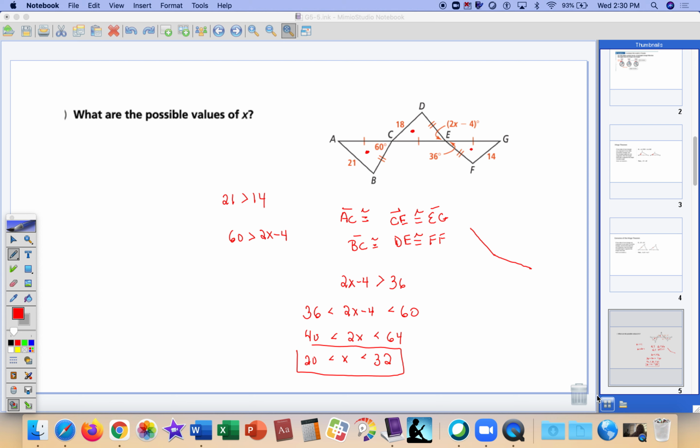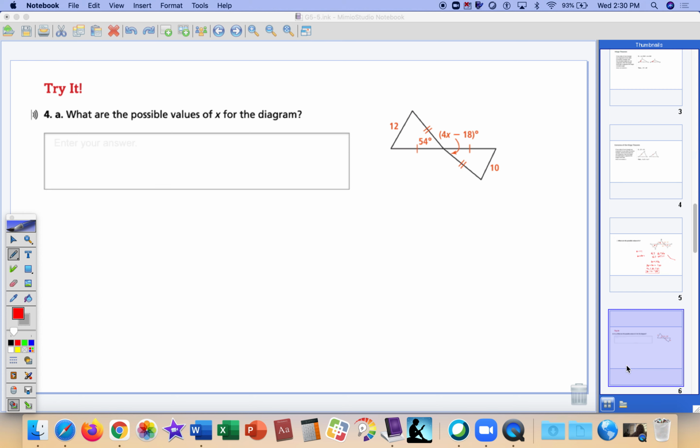Okay, let's look at the next problem. What are the possible values of x in this diagram here? Now we just have two triangles. Again, we have a single slash and a single slash, a double slash and a double slash. So the third side, the 12 is larger than the 10, which means that the 54 has to be greater than the 4x minus 18. If we add 18 to both sides, we get 72 is greater than 4x.